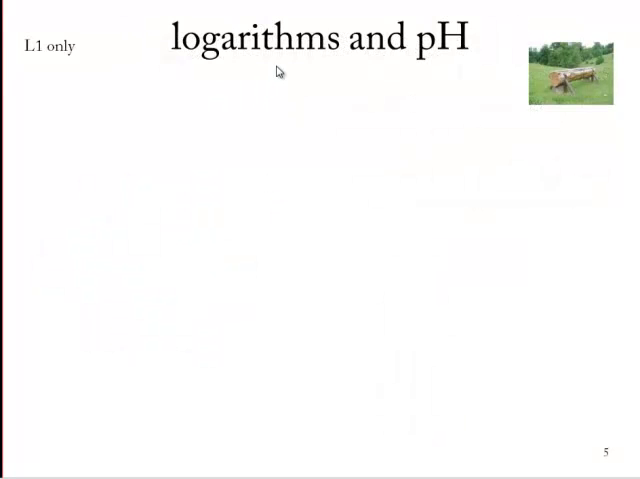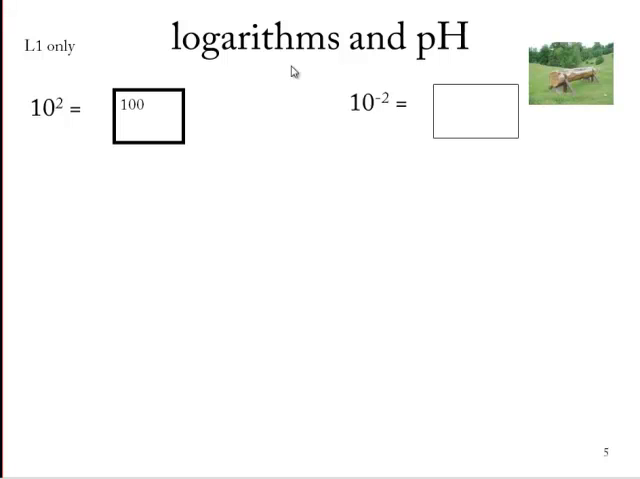Alright, logarithms and pH. It's come to my attention from teaching chemistry to students that a lot of them aren't real comfortable with logarithms. I wasn't myself when I was exposed to them, so let's pretend you know nothing, or very little. What is 10 to the second power? 100, that's right. What's 10 to the minus second power? That's a little bit tougher. Well, it's the same as 1 over 10 to the second power, so it's 1/100th, or 0.01.